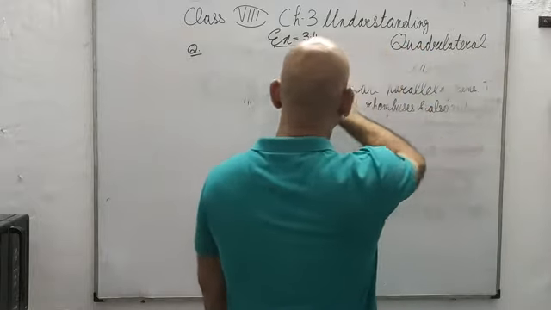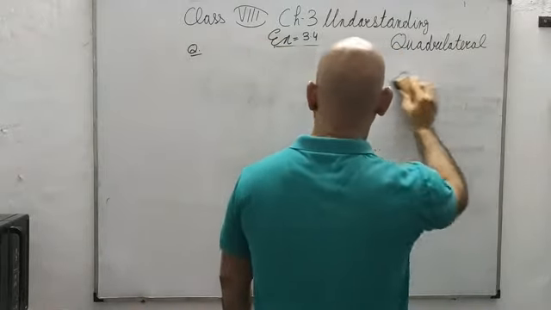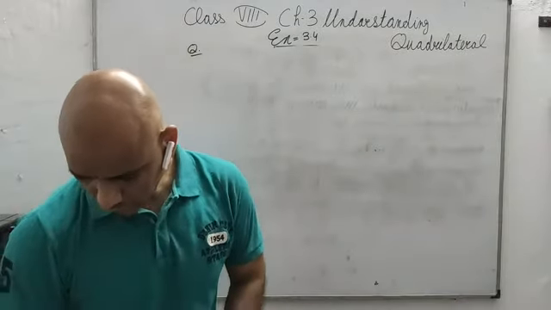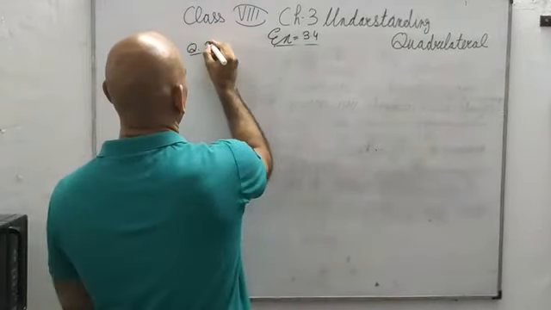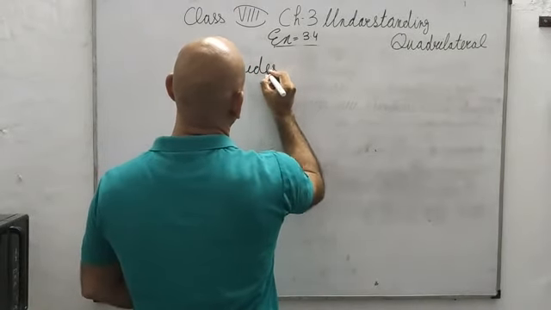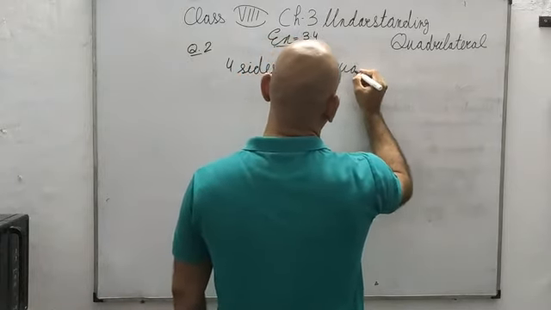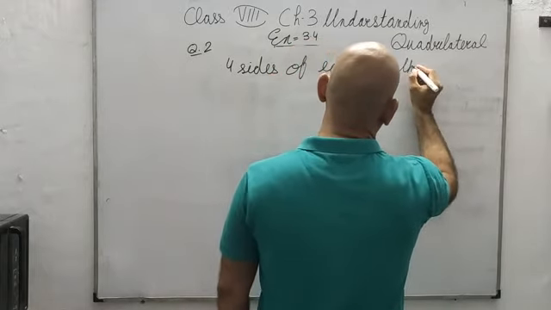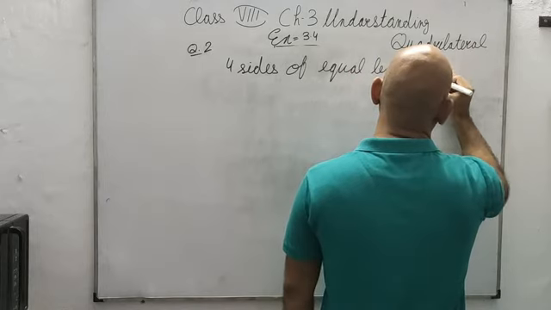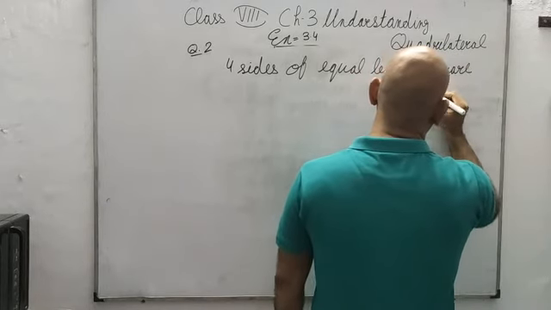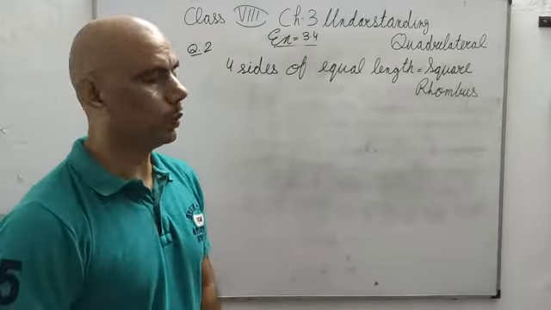In the next question, what is it saying? Identify all the quadrilaterals that have four sides of equal length. I am very sure now you can say it. Four sides of equal length are there in a square. And what else? Rhombus. And that much is the answer. Nothing else. You will have to write these two words, square and rhombus.